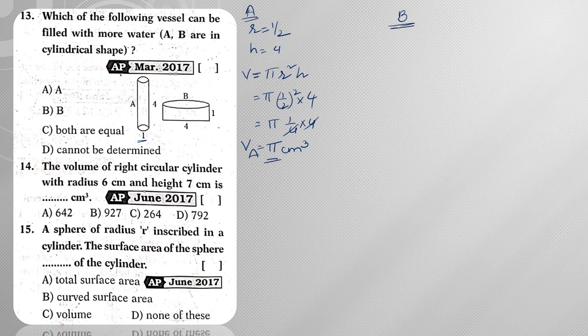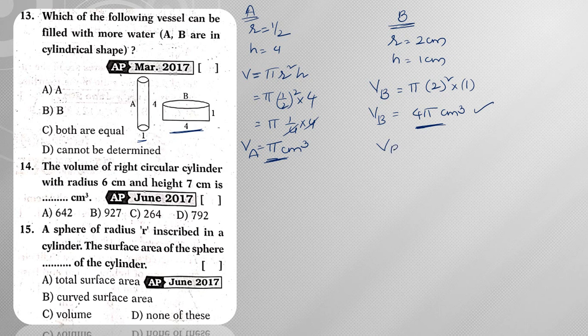Next, talking about B. Since this total length is 4, the radius we need to consider is half of it. Next, height is given as 1 centimeter. Now the volume of B is given by pi r square h, which is pi into 2 square into 1. So I can write it as 4 pi centimeter cube. On comparison, this is pi and this is 4 times pi. So clearly the volume of B is greater than the volume of A. Hence B can hold more amount of water. Hence the answer is B.